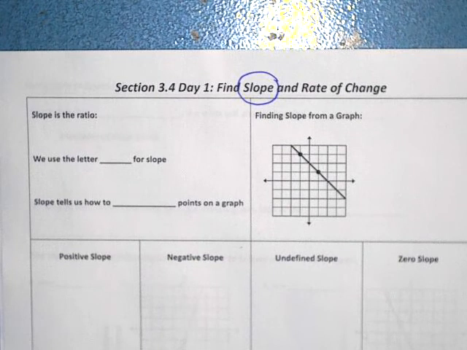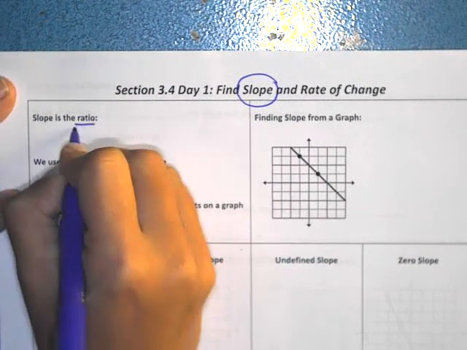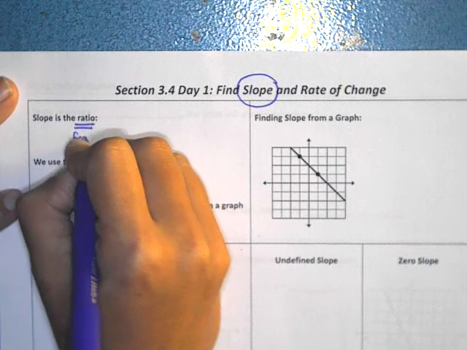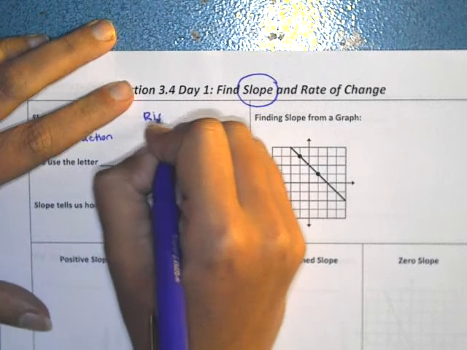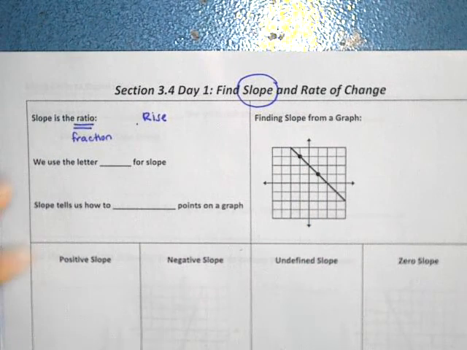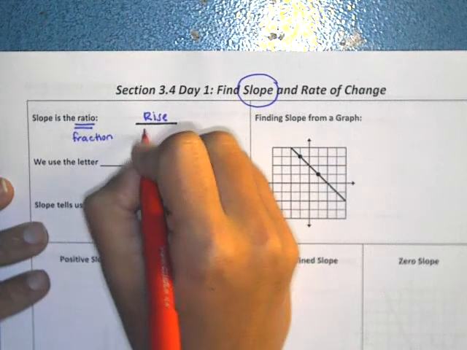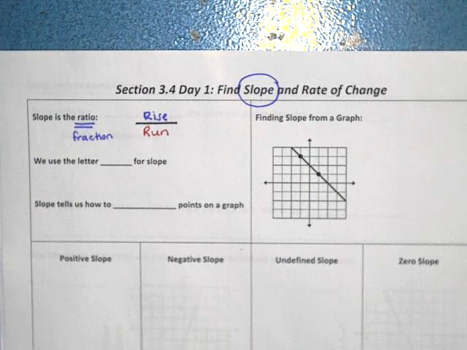Slope is always the ratio, which means it's going to be a fraction of rise over run. Now, you probably have heard about this before. We're going to go over it again because I know slope can be a tricky subject for a lot of people, so I want to make sure we're all really feeling confident and that we're on the same page about slope. We use a special letter for slope.